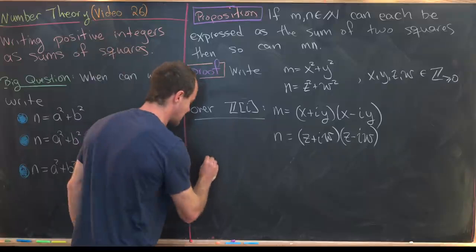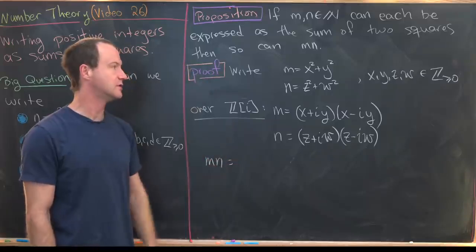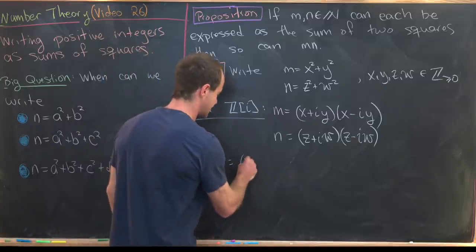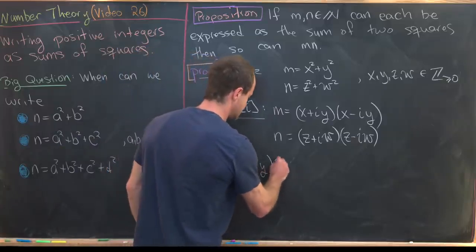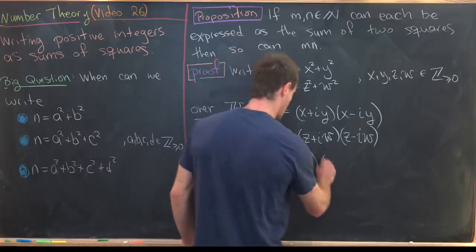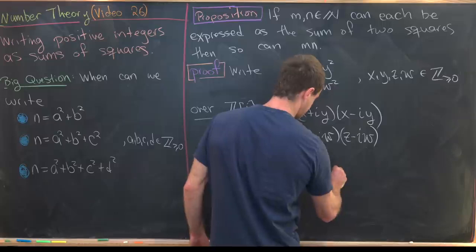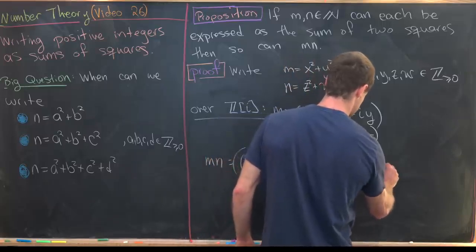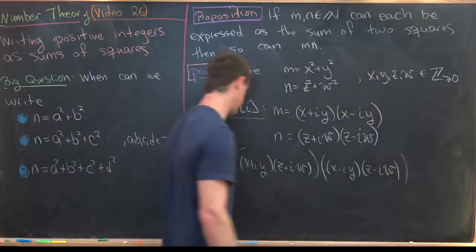Now let's look at m times n. And we'll commute the multiplication around in a way that's advantageous. So we can write this as (x plus iy) times (z plus iw), and then times (x minus iy) times (z minus iw), like that.